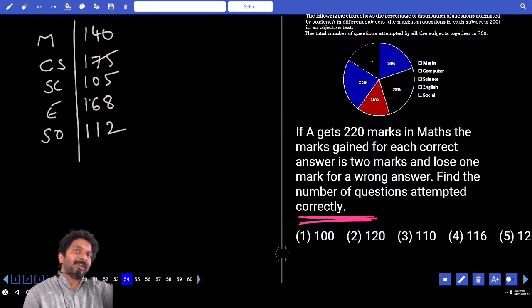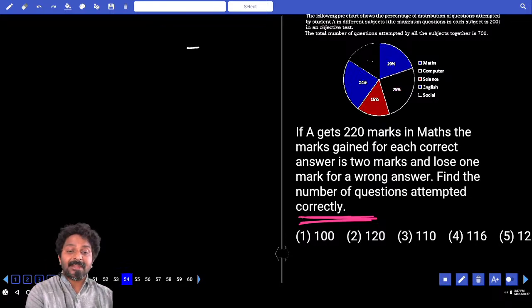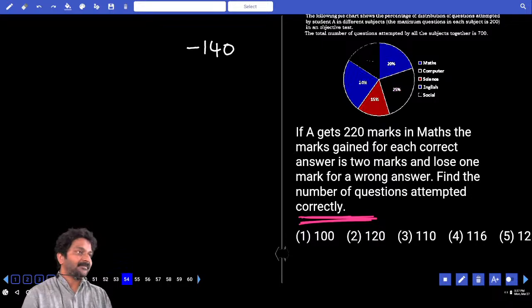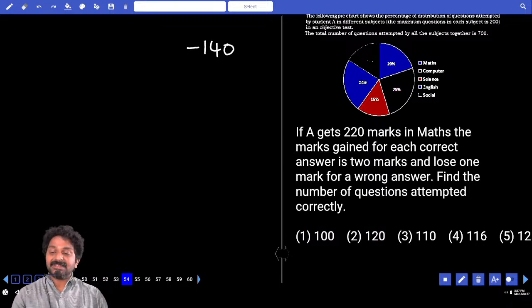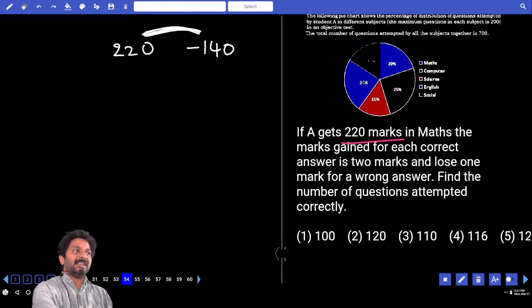Should we consider 140 or 200? Consider only 140, correct or wrong. Leave the rest. If he leaves any question, he won't get any mark or he won't lose any mark. So you should consider only 140. If all 140 are wrong, he is supposed to get minus 140. But the marks given in the question is 220, a positive number. What is the difference between positive marks and the negative marks?